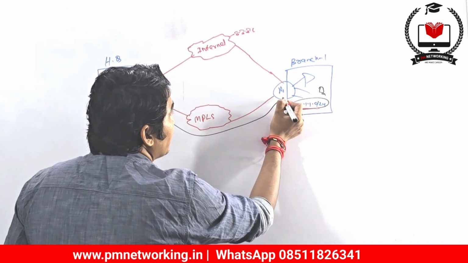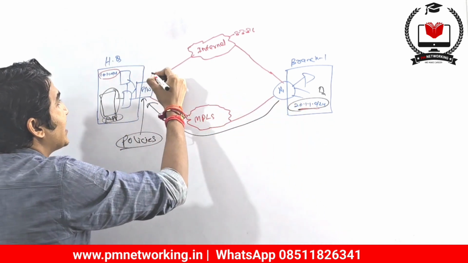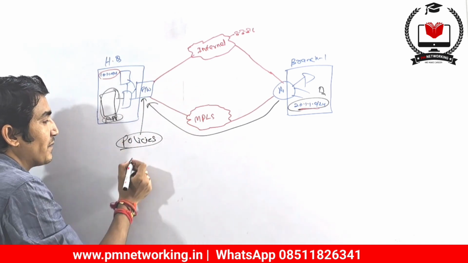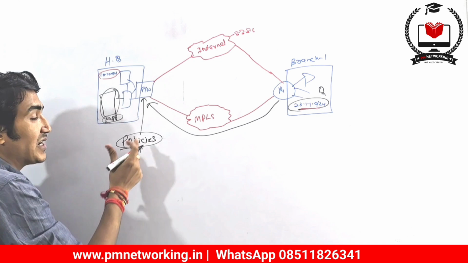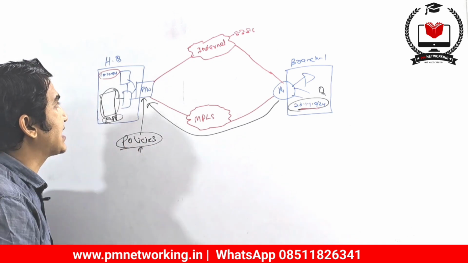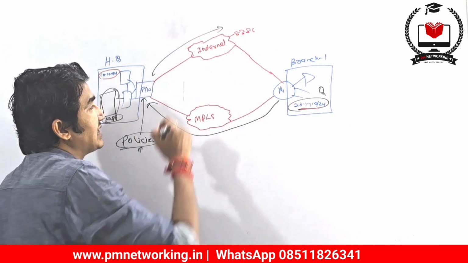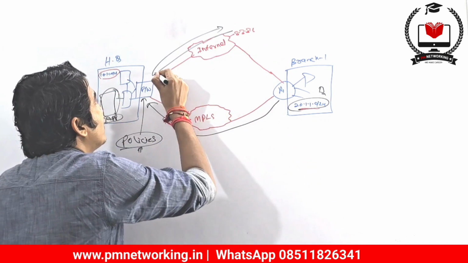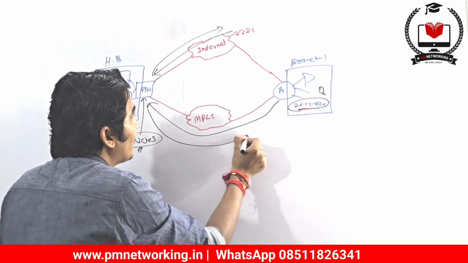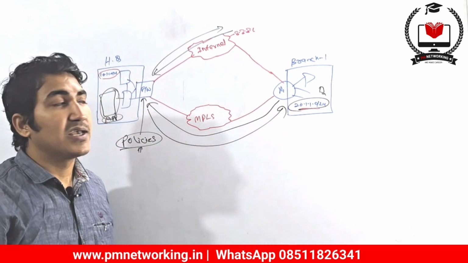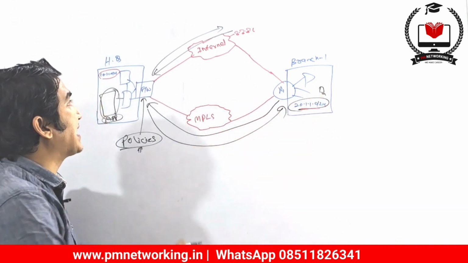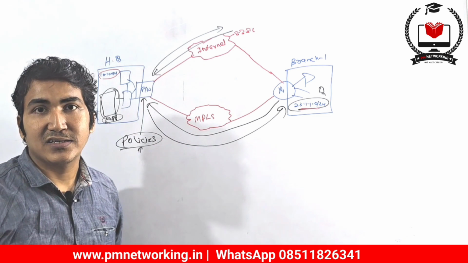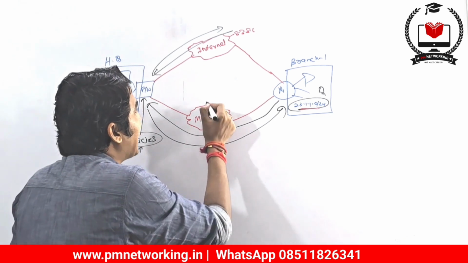So what will happen in this scenario? My branch router will forward traffic to headquarter. At headquarter, the firewall will verify traffic against the configured policies, right? If traffic is allowed, then the firewall will forward it to the internet. And in the same way, the reply will come. The internet will forward traffic to headquarter, and then headquarter will forward traffic to the branch office. This is how my branch users will access the internet, via headquarter, via MPLS.